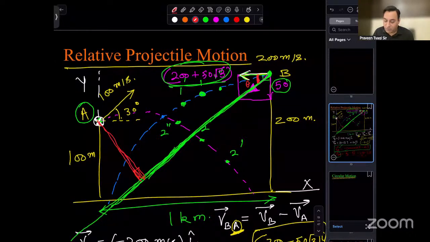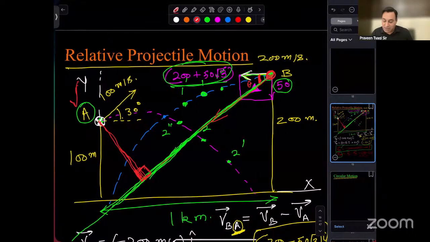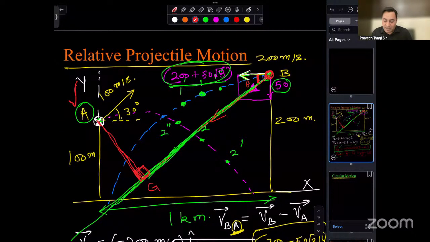Okay, how beautifully the study of relative velocity and relative motion can make your projectile motion appear to be just a straight line motion. A will find B is moving in a straight line in this direction. He will not see any projectile. So in his reference frame, he will find B to be moving along a straight line as shown in the figure, along the green line, and then the closest distance will be AG. G is this point, and you drop a perpendicular, and then the rest is geometry.